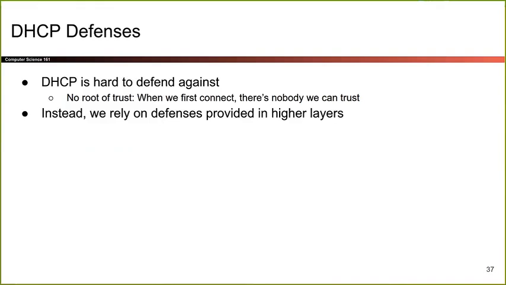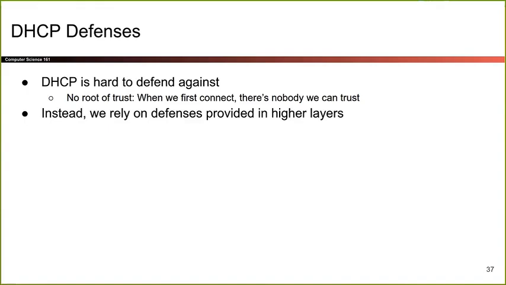So let's use higher layer protocols to defend against DHCP attacks. We'll see that when we talk about higher layers. There are some protocols where we use some cryptography to make sure that we're talking to the right person and that there's no man in the middle. So we'll deal with that later. But for now, on its own, DHCP is kind of hard to defend against. So a very short slide here.